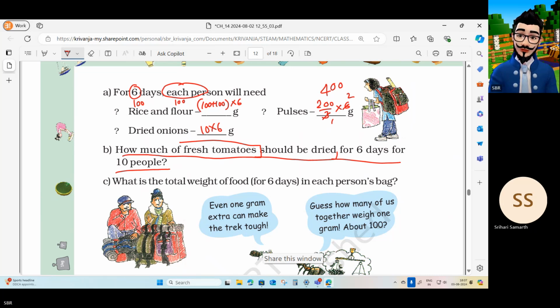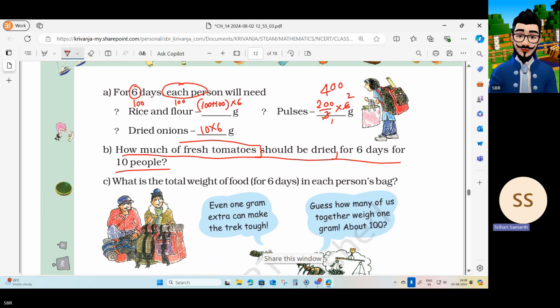What will be your approach? What is your plan? I want you to speak. So, if they dry the tomatoes, I'm asking you, what is your approach? How will you solve it? Now tell me, what is it that you want to do? Tell me.